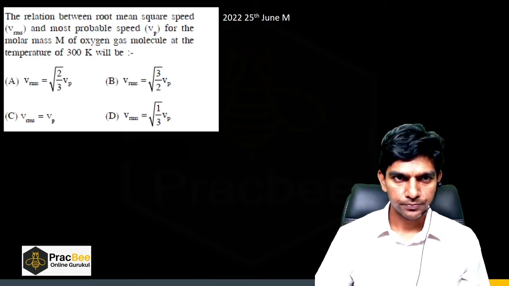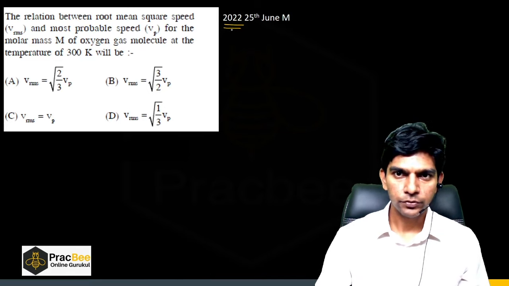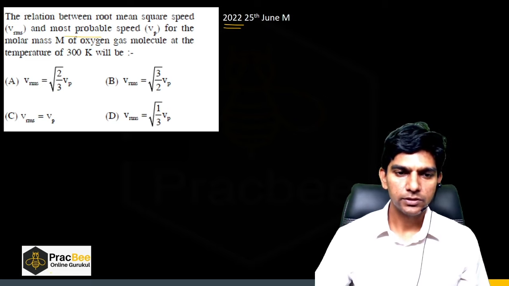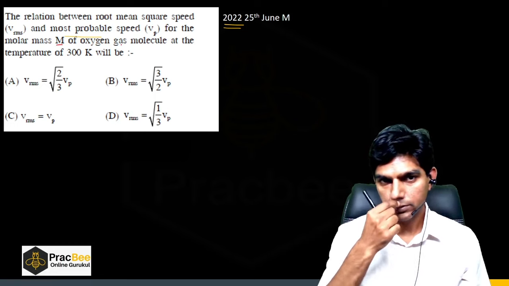So let us see this question. It came in 2022. The relation between root mean squared speed and the most probable speed for a molar mass m of oxygen gas molecule at a temperature of 300 Kelvin.